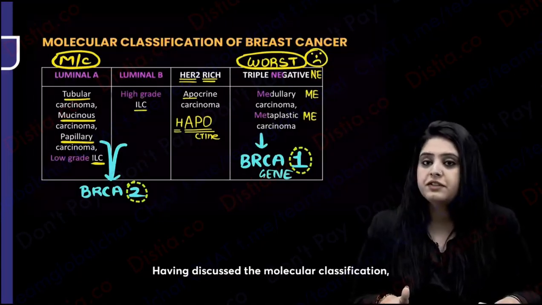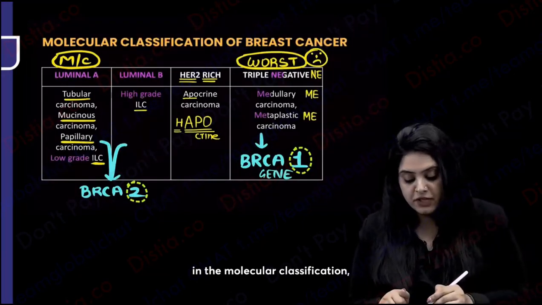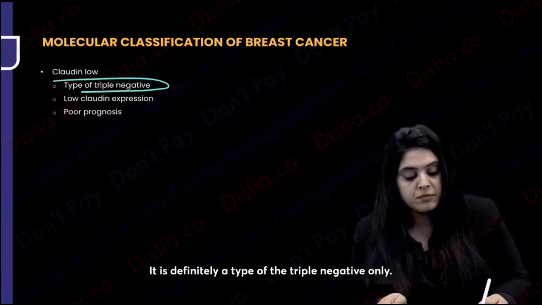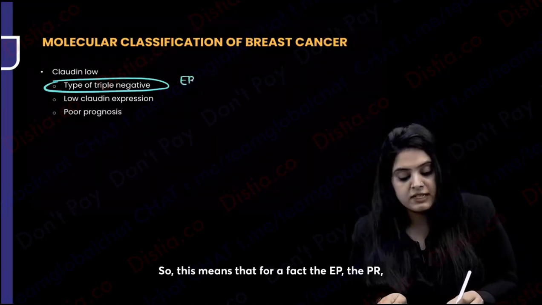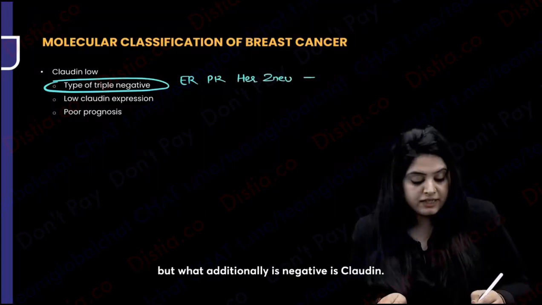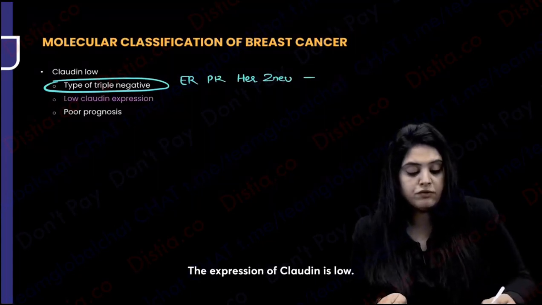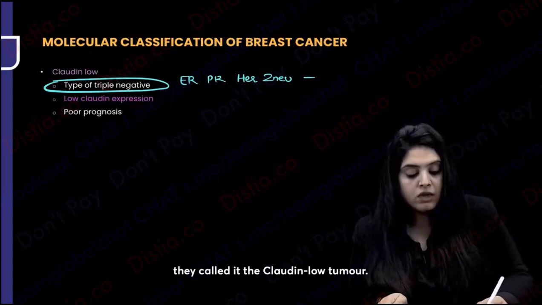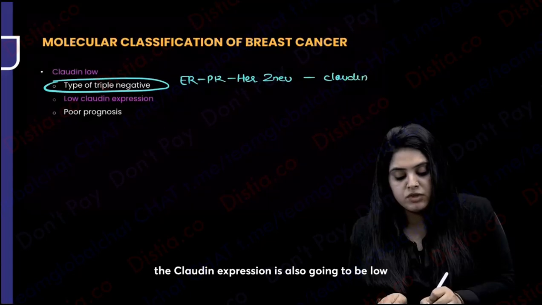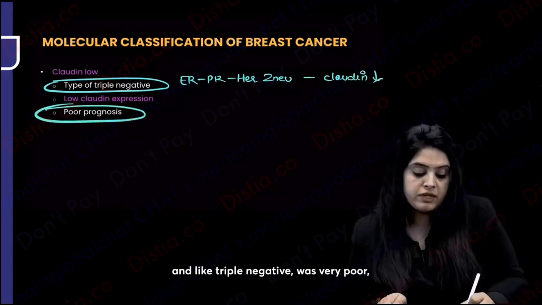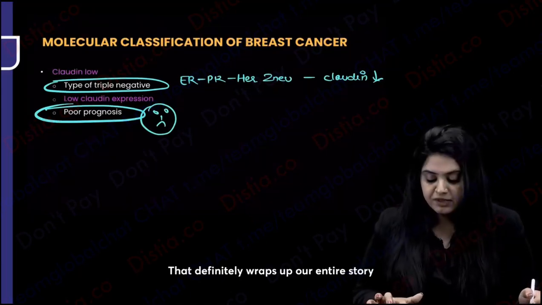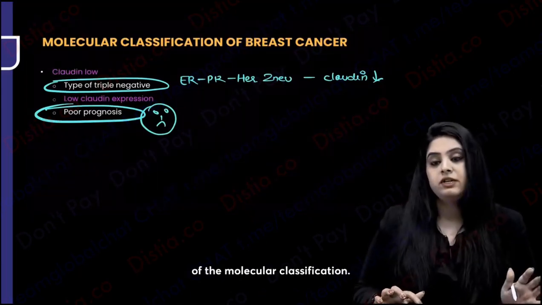Having discussed the molecular classification, there's an update that has come up, and that is the Claudin low. What is the Claudin low variety? It is definitely a type of triple negative only. So for a fact the ER, the PR and the HER2 neu, everything is going to be negative. But what additionally is negative is Claudin. The expression of Claudin is low, and on the basis of that they called it the Claudin low tumor. So now not only are ER, PR and HER2 neu negative, the Claudin expression is also low, and like triple negative was very poor, Claudin low is also going to have a poor prognosis.